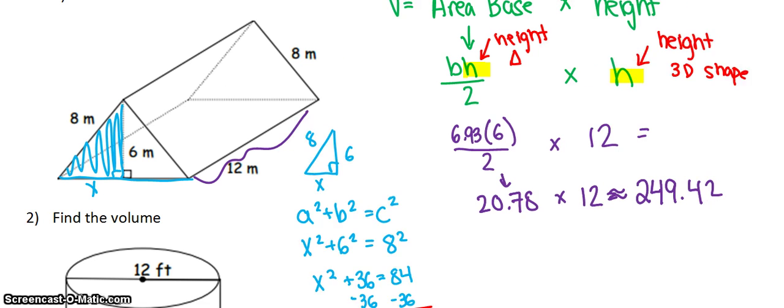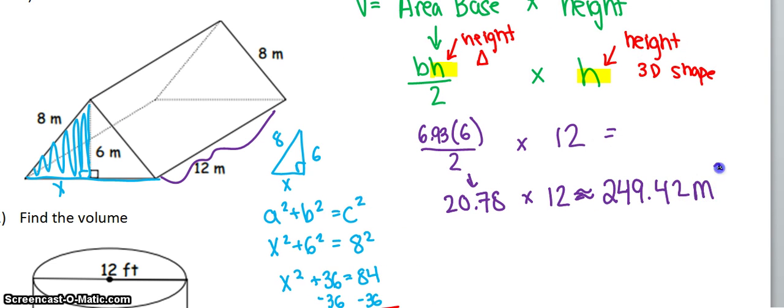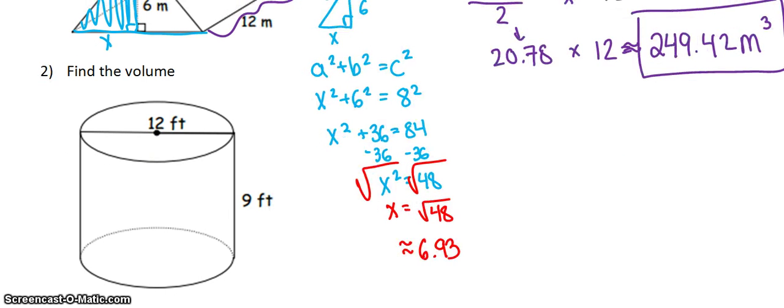And since we're talking about volume, you always measure volume in cubic units. So for area, it'd be like meters squared, but for volume, it's going to be meters cubed. Okay? And that would be the volume of a shape. You can try this one on your own when you are done with the video.